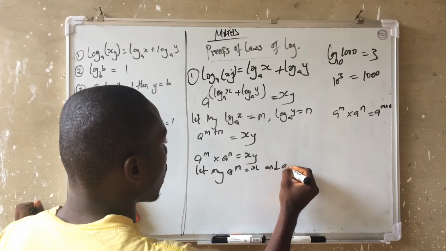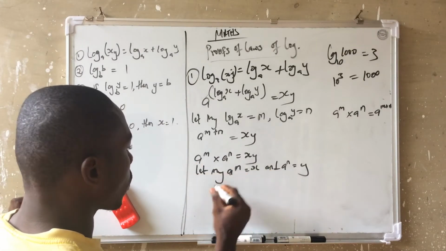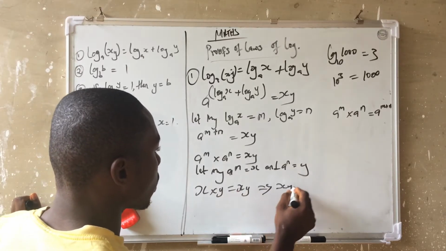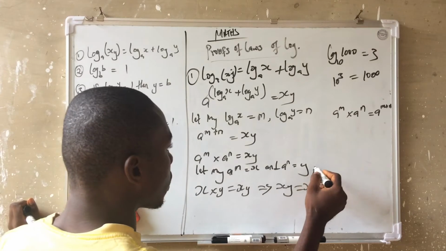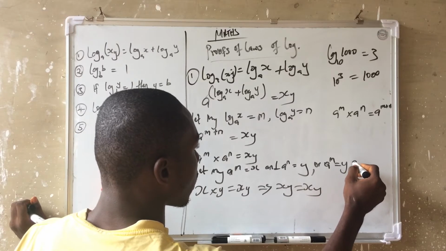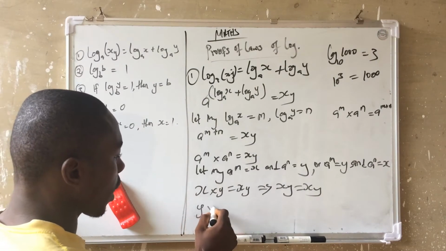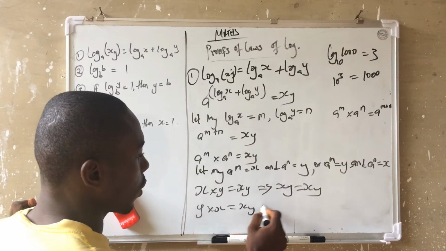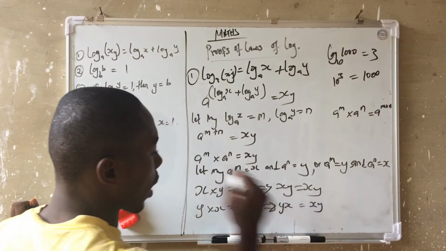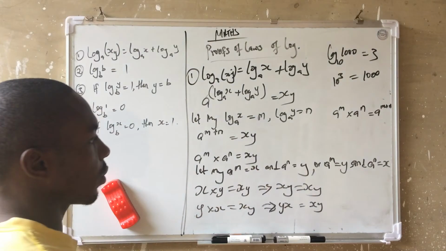Now I might say let a raised to the power m be equal to x, and a raised to the power n equal to y. Now x multiplied by y equals what? xy, which implies that xy is equal to xy. Or I can also say a raised to the power m is equal to y, and a raised to the power n is equal to x. This will still give me y times x is equal to xy, which implies that yx is equal to xy. So they are the same thing. We can call this method 1, the first method.